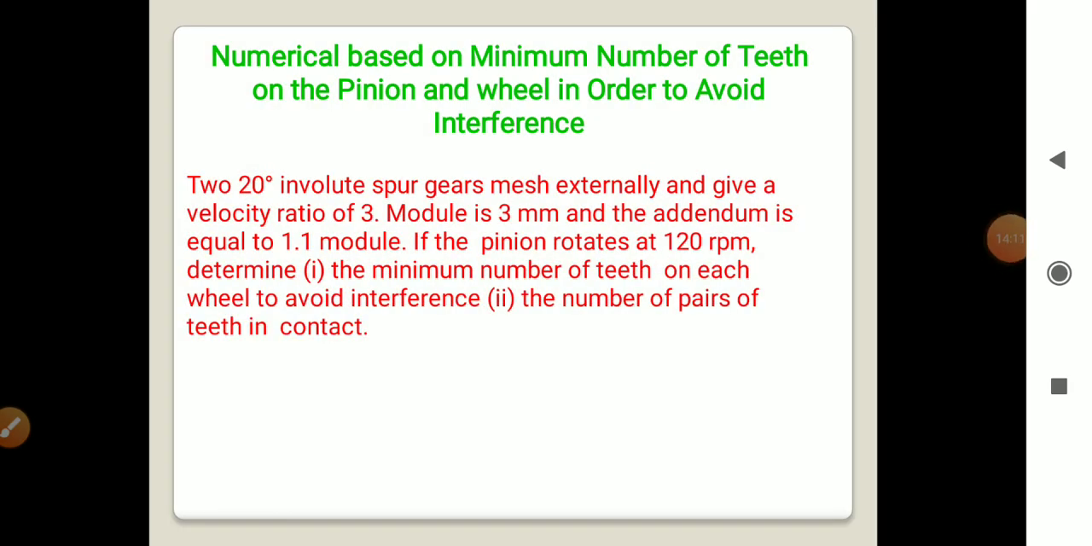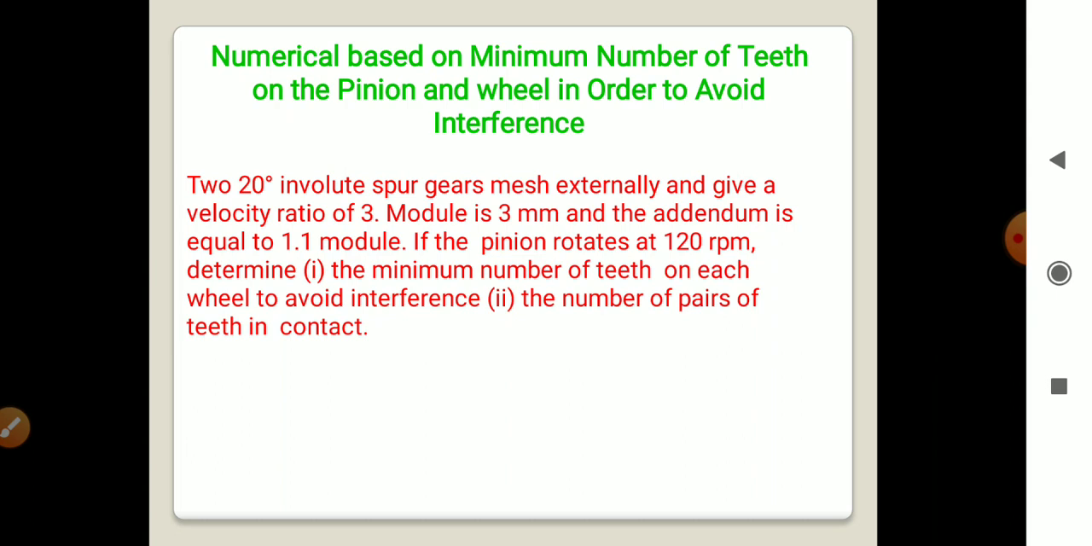So see, this is a numerical. What is the statement of this numerical? Two 20-degree involute pinion and gear mesh externally and give a velocity ratio of 3. Module is 3 mm and the addendum is equal to 1.1 module. If the pinion rotates at 120 rpm, determine the minimum number of teeth on each wheel to avoid the interference.